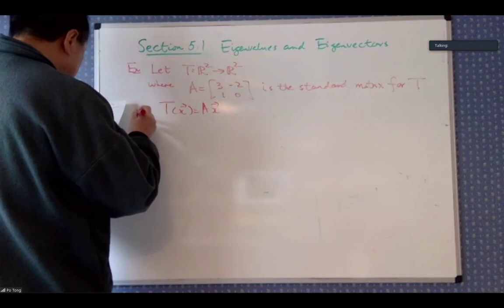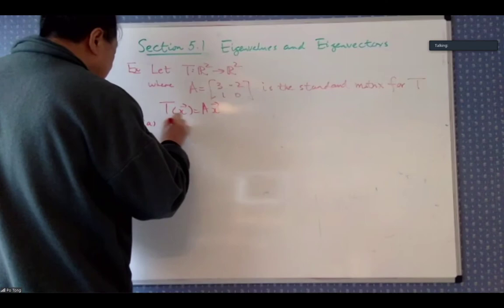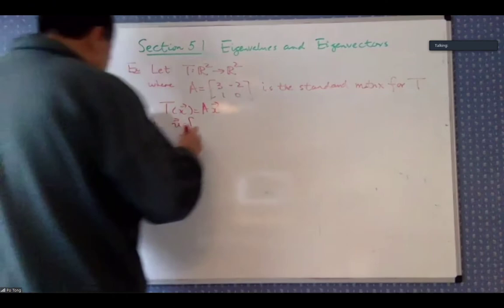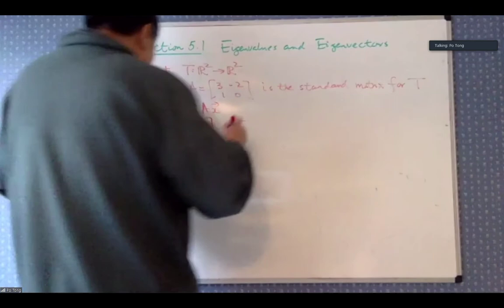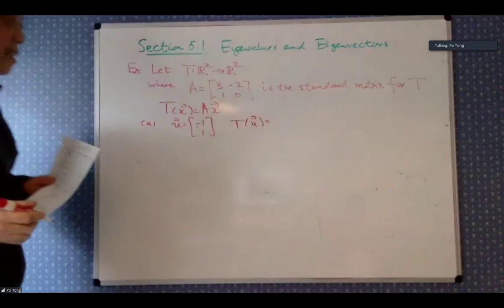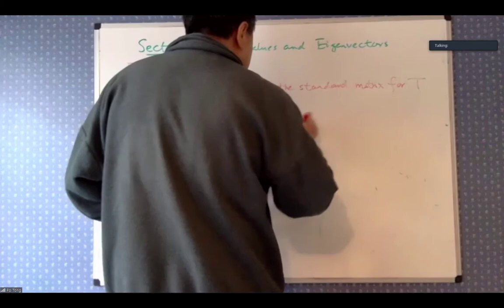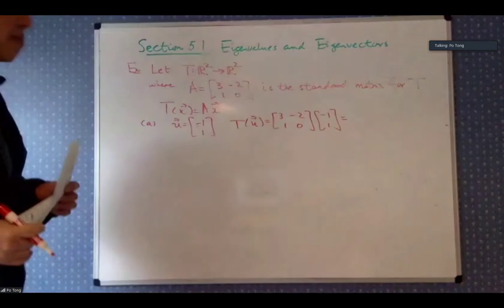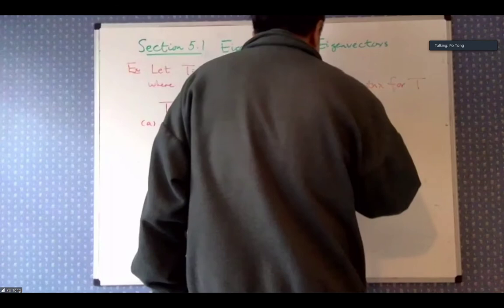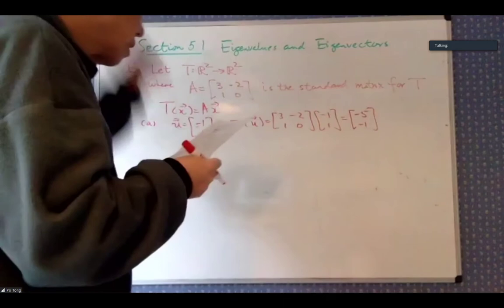Okay, so set u equal to this vector, minus 1, 1. What would be T of u? How do I do this? T of u will be this matrix times minus 1, 1. And what do we get? We get minus 5 and minus 1. Is that right?